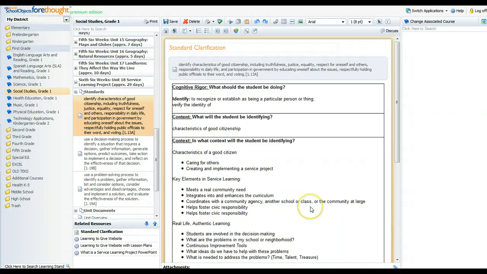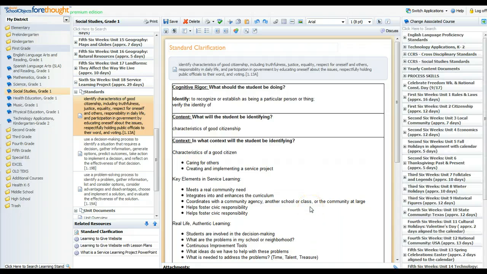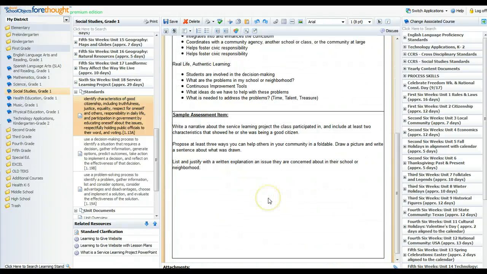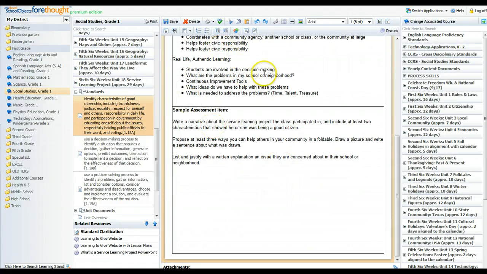This is about identifying characteristics of good citizenship. This is that beginning piece about the characteristics of a good citizen. They care for others. They could create and implement a service project. This needs to meet a real community need. We want to integrate it into and enhance the curriculum. We want to coordinate this with a community agency, a school, a class, or someone, and we really want to help foster civic responsibility. And we want to make sure that students are involved in the decision-making process.